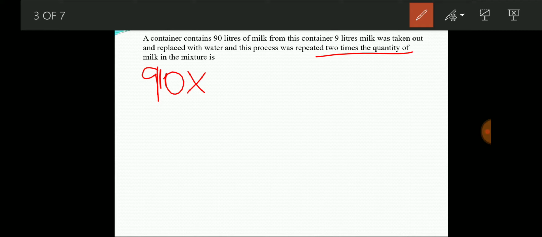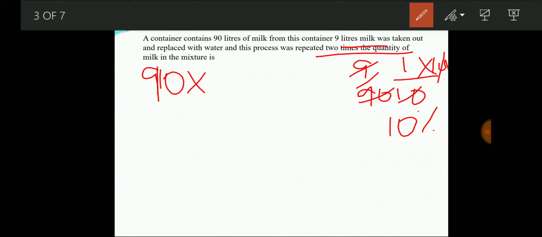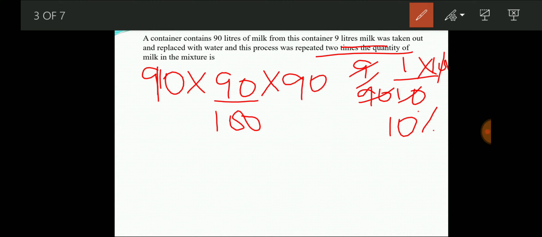Here they've said the process was repeated 2 times, which means 90 by 100, from which 9 liters was taken out. 9 liters is nothing but 10 percent of 90. So 1 by 10 into 100 gives you 10%. So if 10% gets out, we'll get 90% retained. Again, the second time it's 90%. Just multiply 90 by 100 into 90 by 100.